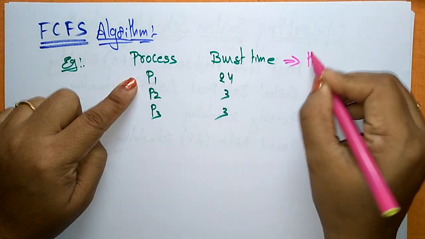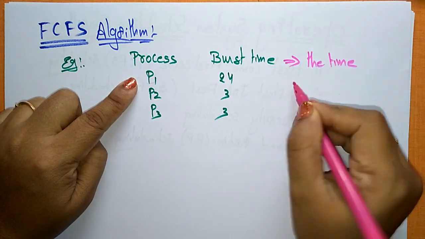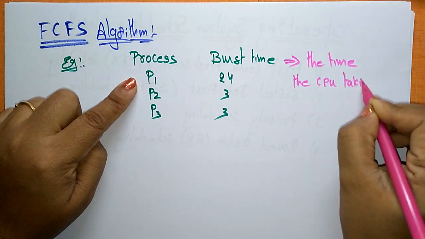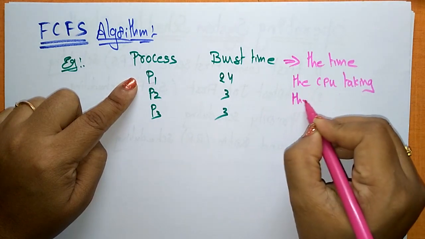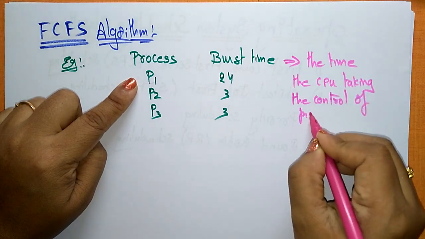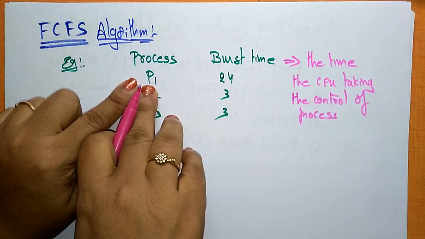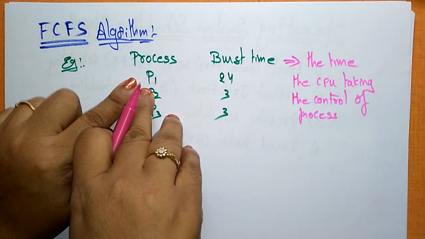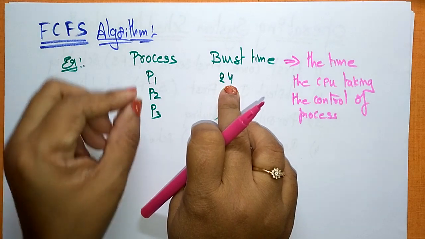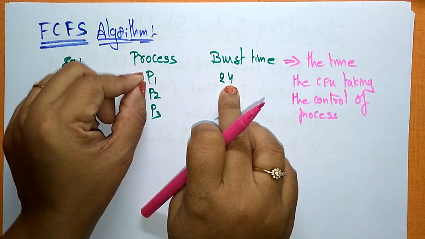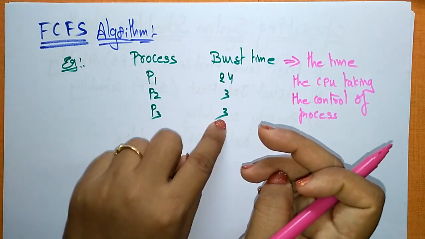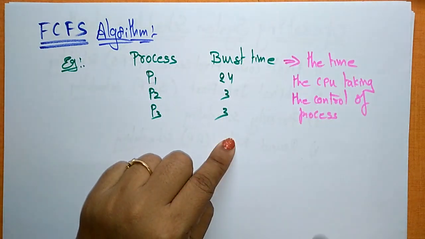Burst time means the time the CPU takes control of the process, how much time the CPU is going to execute that process. For example, up to 24 units of time that process can execute in the CPU. So that is the time allocated to each process by the CPU, which you call the burst time.